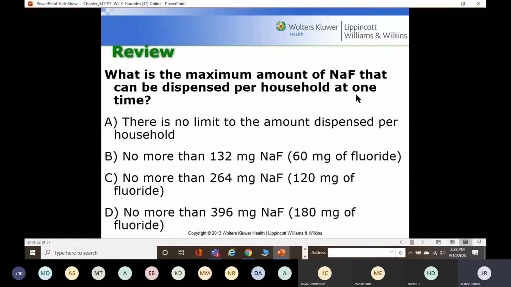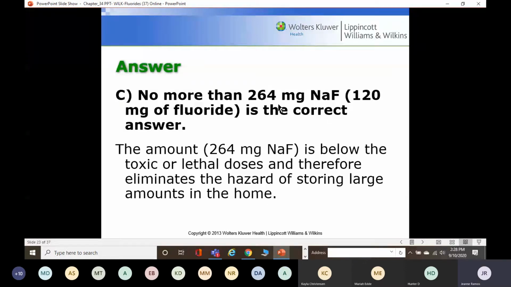So what is the maximum amount of sodium fluoride that can be dispensed per household at one time? Anybody have an answer? 264. Yeah. Very good. That amount is below the toxic or lethal doses and therefore eliminates the hazard of storing large amounts in the home.